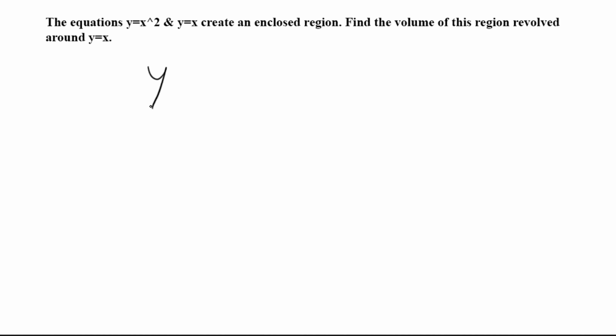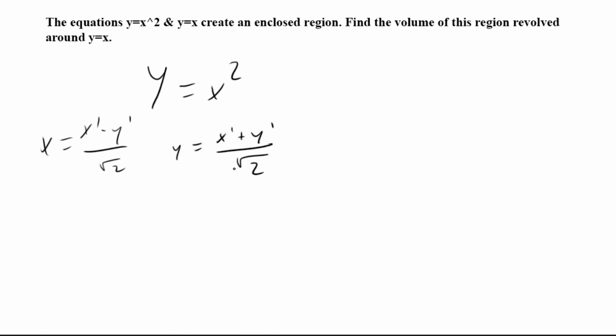So we have the equation y equals x squared, and we're trying to rotate it 45 degrees. As you guys just saw, the two equations that we have are x equals x prime minus y prime over square root of 2, and y equals x prime plus y prime over square root of 2.